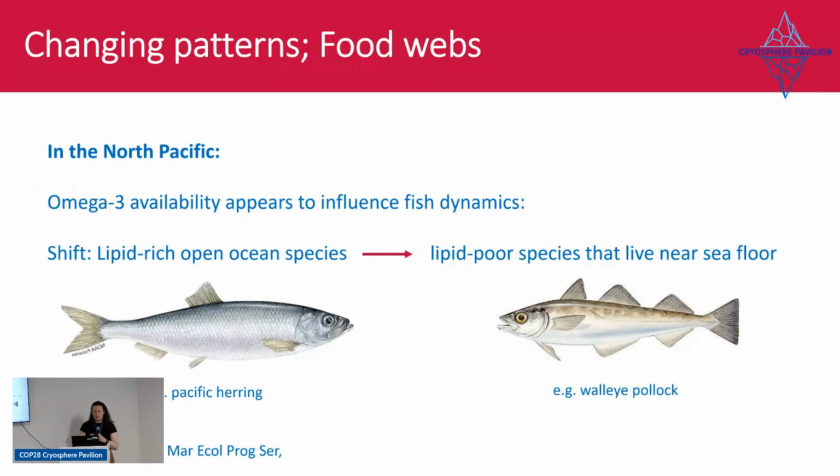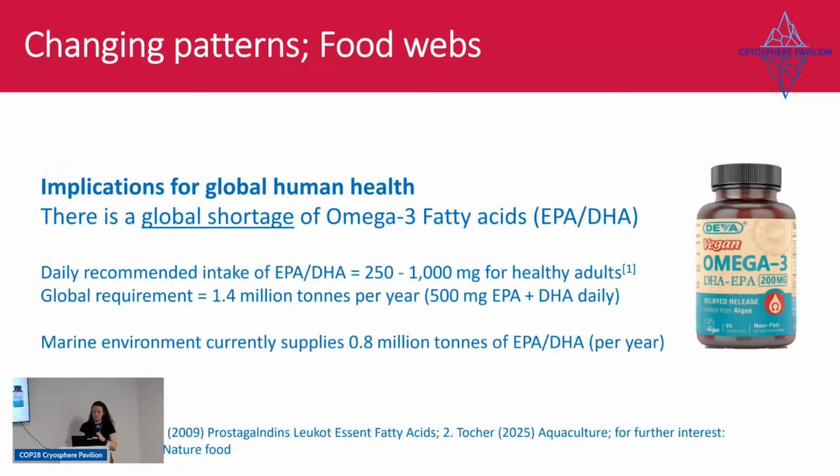We also see that in the North Pacific, there's been a regime shift from lipid-rich open ocean species towards more lipid-poor species that live towards the bottom of the seafloor. And so this is affecting fish that are important for fisheries. And it appears to be a reflection of the amount of those omega-3s that are available to the fish through the zooplankton and through the phytoplankton. This has implications for global human health.